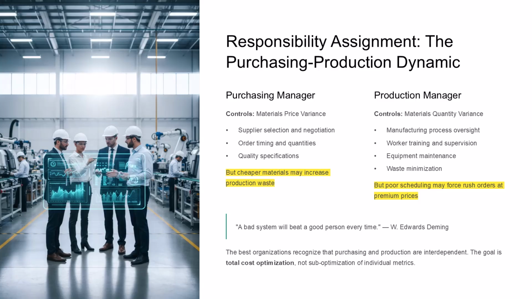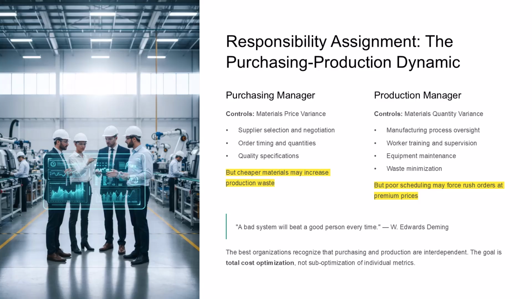Maybe the real problem isn't purchasing or production individually. Maybe it's a lack of communication between them about quality requirements. Maybe it's unrealistic standards that set people up to fail. Maybe it's incentive systems that reward the wrong behaviors.